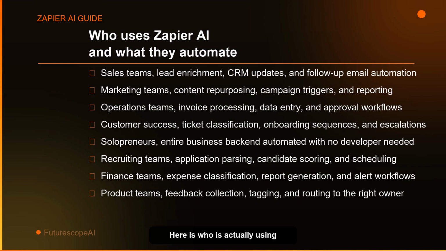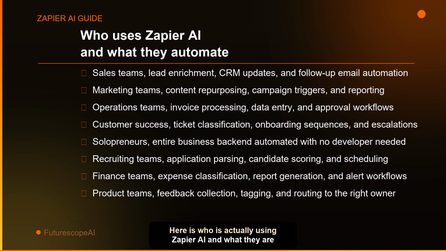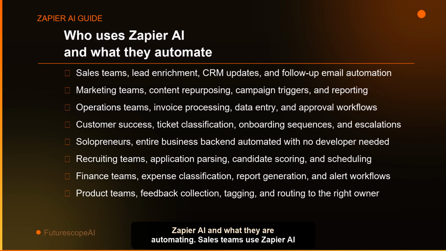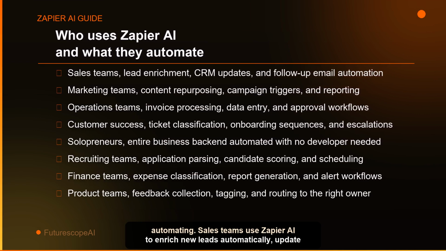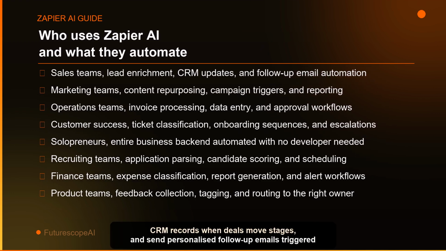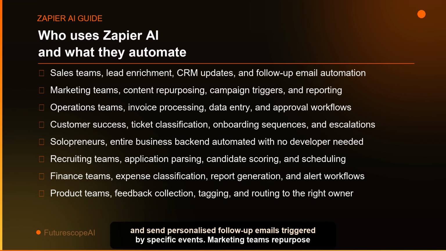Here is who is actually using Zapier AI and what they are automating. Sales teams use Zapier AI to enrich new leads automatically, update CRM records when deals move stages, and send personalized follow-up emails triggered by specific events. Marketing teams repurpose content across channels, trigger campaign sequences based on user behavior, and automate weekly reporting.